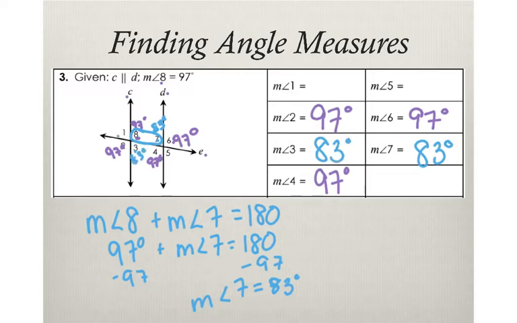Angle 1 is corresponding to 7, so angle 1 is 83 degrees. Angle 3 corresponds with angle 5, so angle 5 would also be 83 degrees.